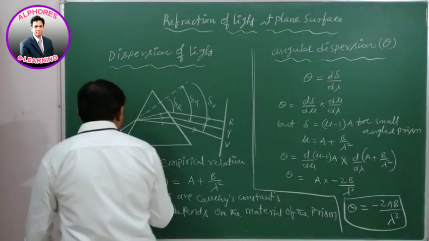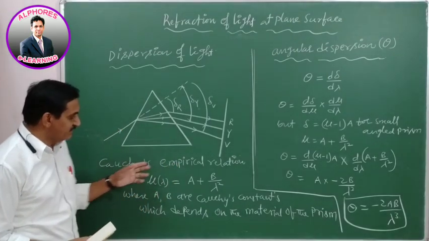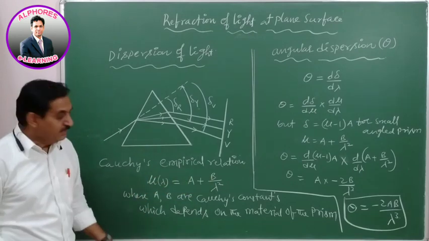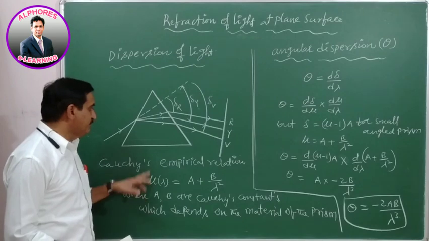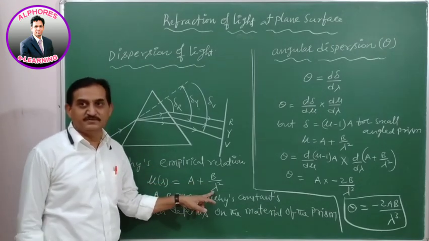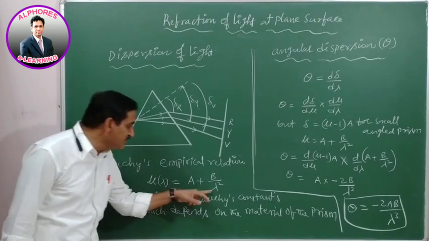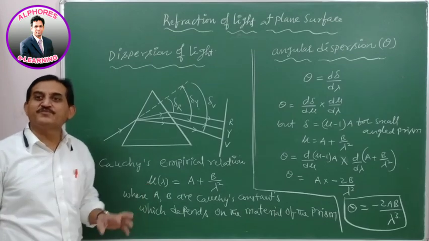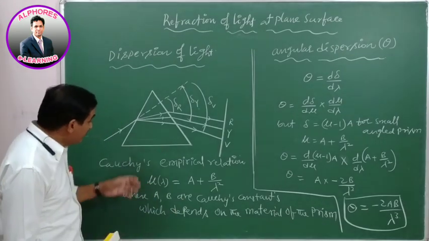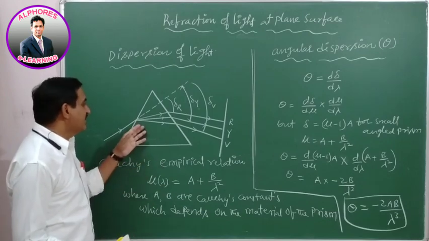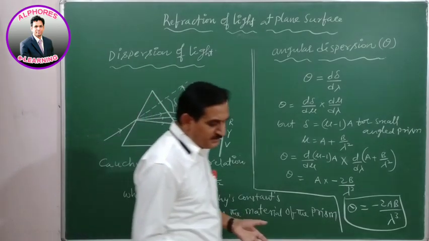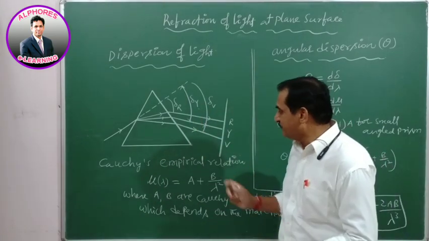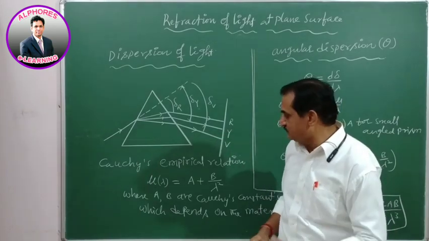Okay, so that approximate empirical formula is constructed by Cauchy, that is mu is equal to A plus B by lambda square, to understand how the refractive index of a material medium changes in accordance with the wavelength of the light. As the wavelength of the color changes, definitely the refractive index of the material medium changes. Because of that, white light splits up into 7 colors, and that phenomenon we call the dispersion of light. This is all about dispersion and its cause.